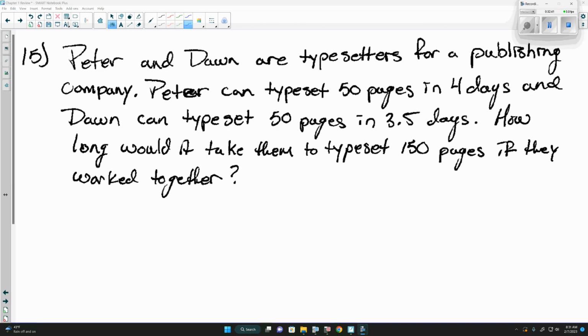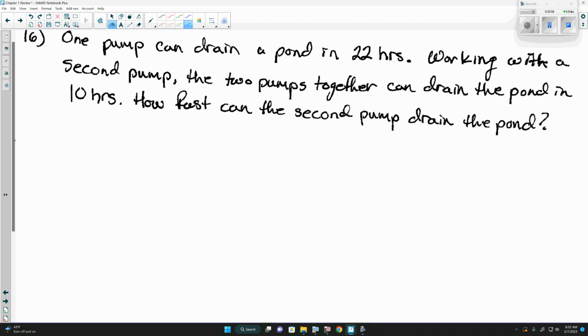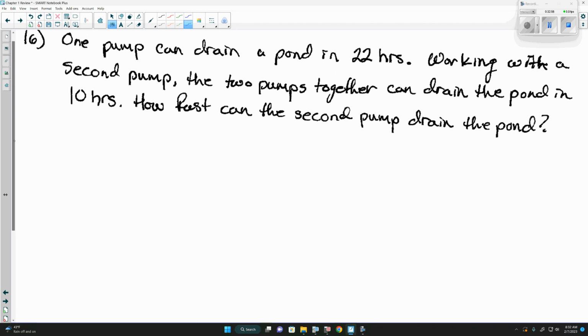All right, guys, so we'll do 2 more problems, one of each of the word problems, and then that's going to cover everything on the test. Okay, let's look at 16. One pump can drain a pond in 22 hours. Working with a second pump, the 2 pumps can drain the pond in 10 hours. How fast can the second pump drain the pond?